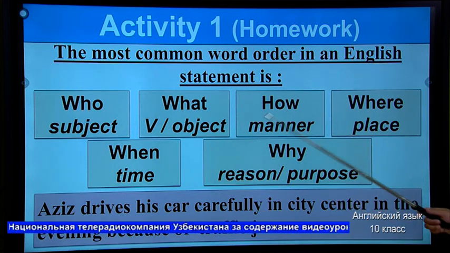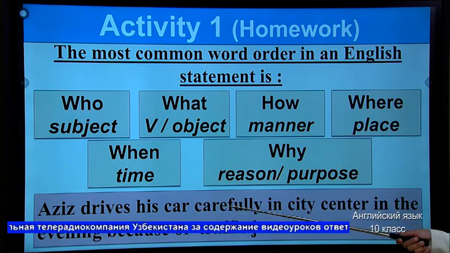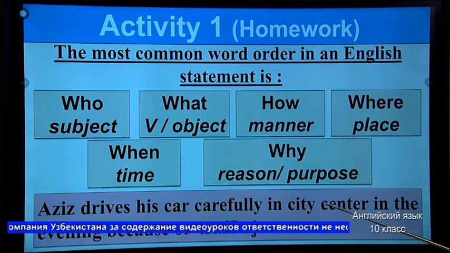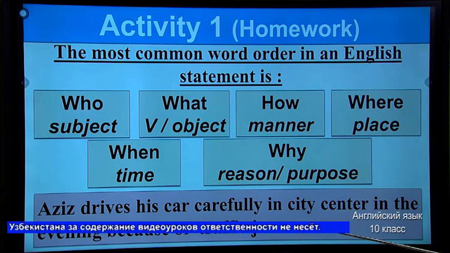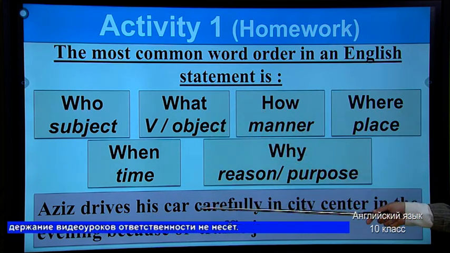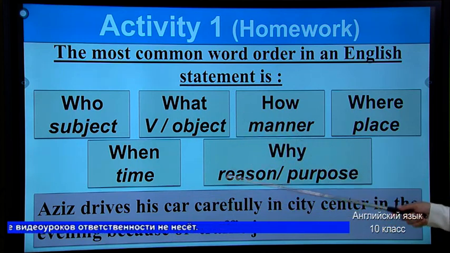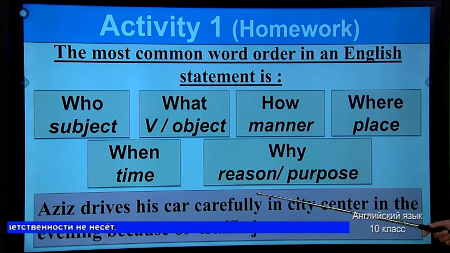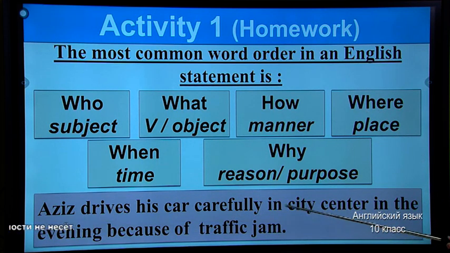For example, Aziz drives his car carefully in the city center in the evening because of traffic jam. Who, Aziz; verb, drives; what, his car; how, carefully; where, in city center; when, in the evening; why, because of the traffic jam.